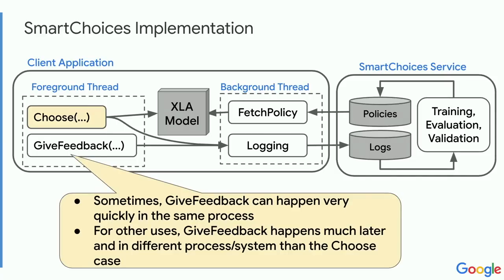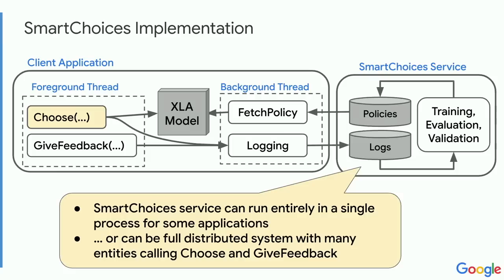Sometimes this give feedback can happen really quickly in the same process. Like you get very clear signals of whether that was actually a good choice or a bad choice, or what was the cost of that choice? For other uses, give feedback happens much later and sometimes in completely different parts of your distributed system. Like maybe a user clicked on something, and that gives you a feedback signal, but it shows up on web server 97 instead of web server 4.